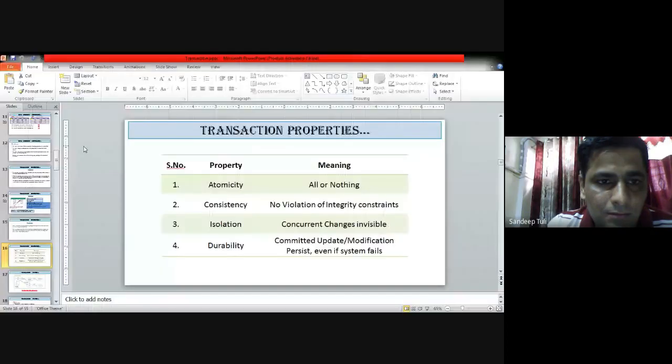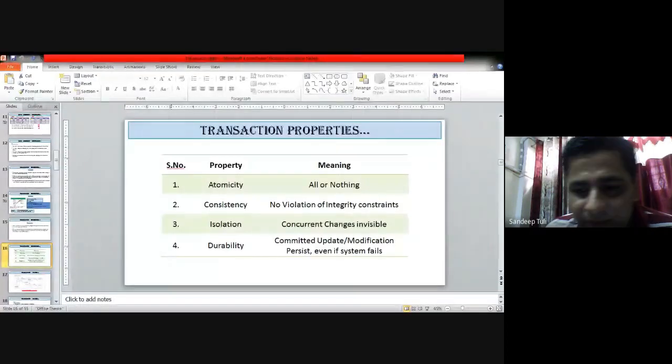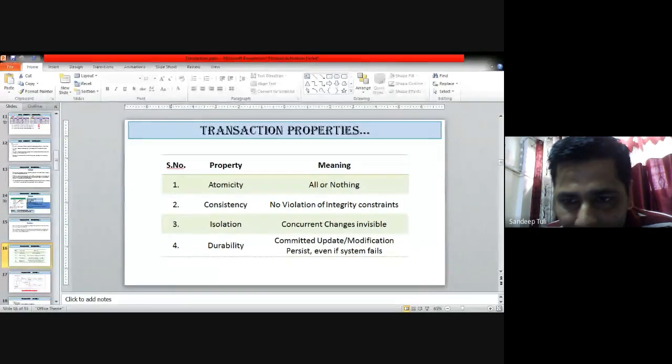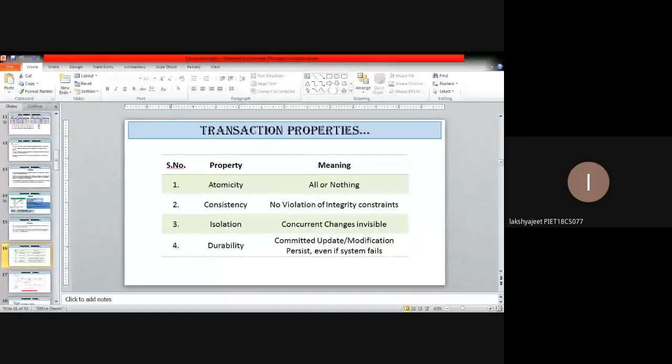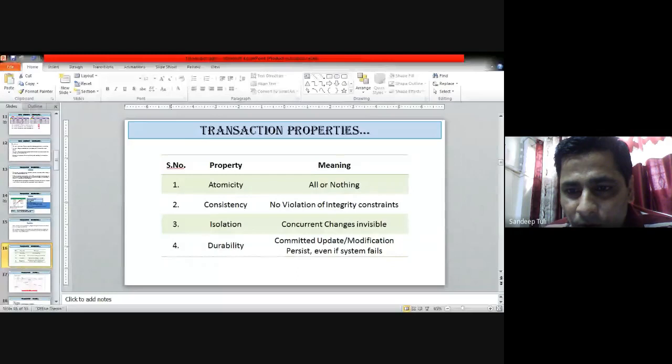These 4 properties we have discussed now with examples. I think I have cleared my point. If anyone has any doubt, you can ask right now. We need to stop now, but I am giving you a minute for asking any question.